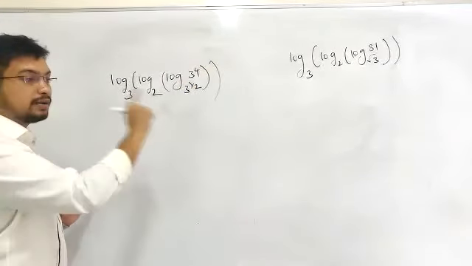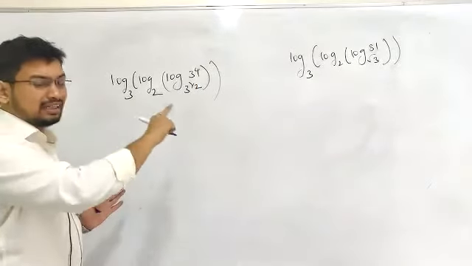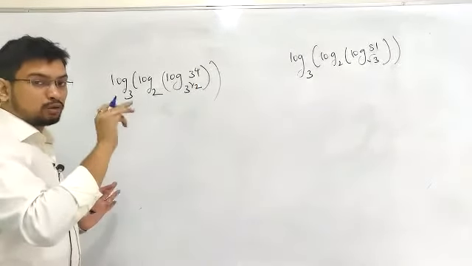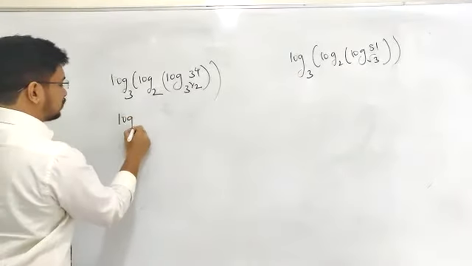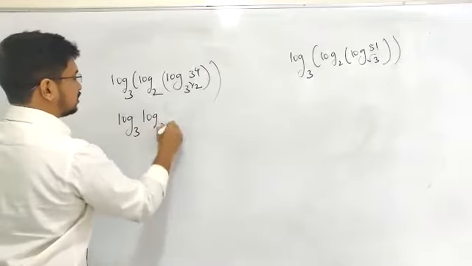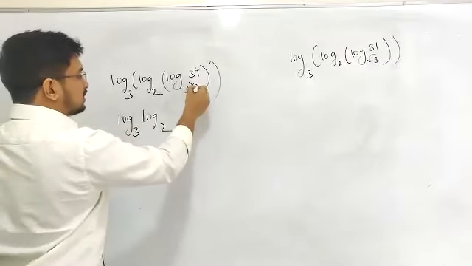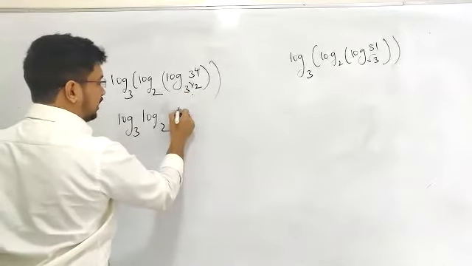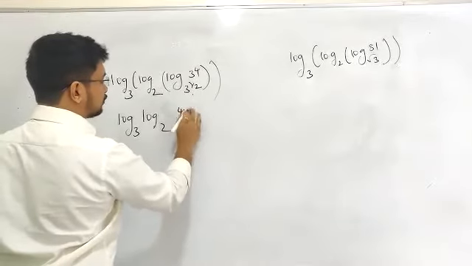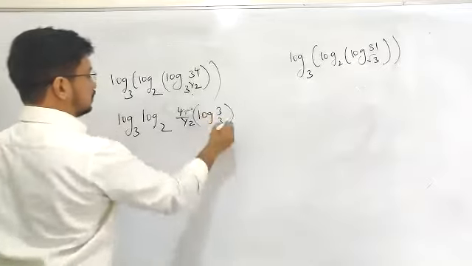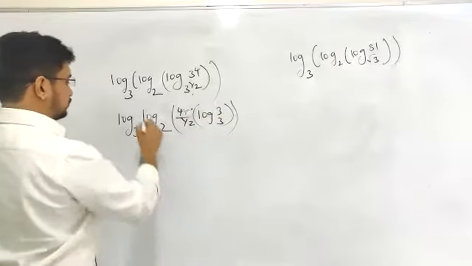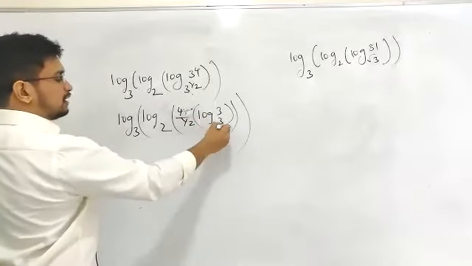Start from inside. So I'll write this part as log to the base 3, this is log to the base 2, log 81, I'll write as 3 power 4 to the base of 3 power half. I'm showing you step by step, so that if anyone is slow in understanding, they can follow. This is like m by n, so I can write it as 4 into 2, which is 4 by 1 by 2, into log 3 to the base 3. Log 3 to the base 3 is 1, so this is 8.